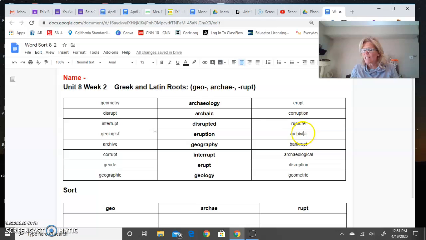Archivist, there again is ist, someone who does, probably somebody who studies ancient things. Archaeological has to do with ancient things. I think that's it. Okay, and then the last one is rupt, and that root means break, break apart. So disrupt. There's dis, that was one of our prefixes from last week, kind of a negative, something about breaking up, a lack of.